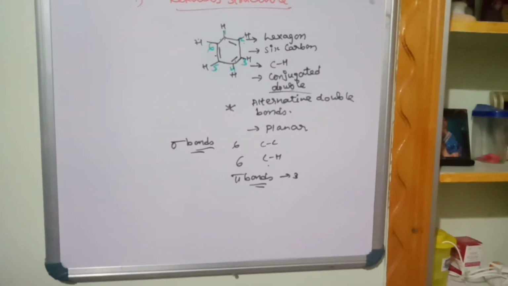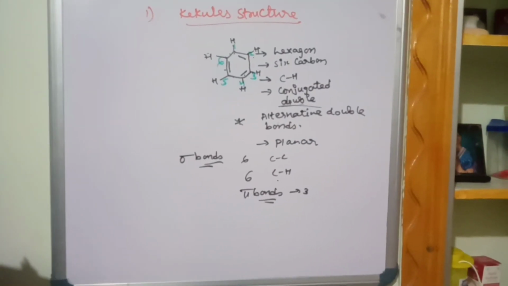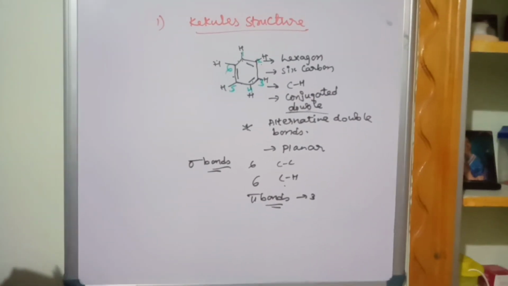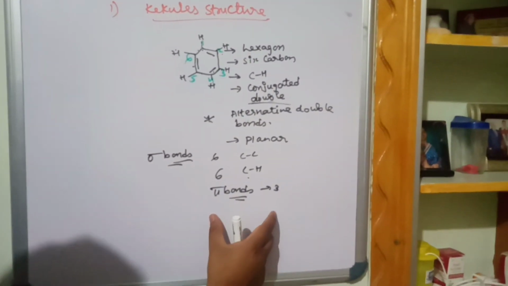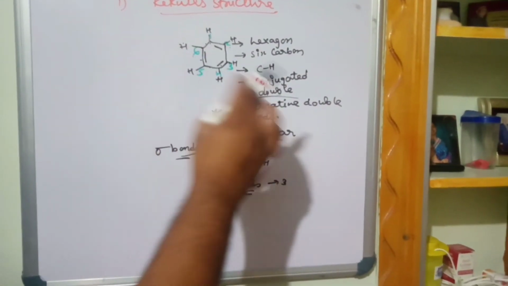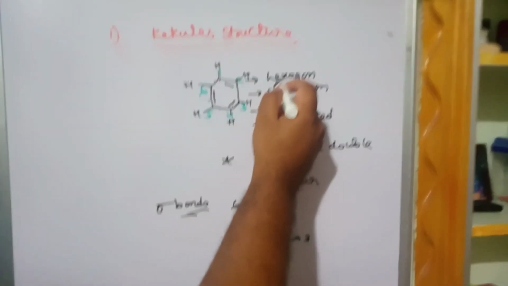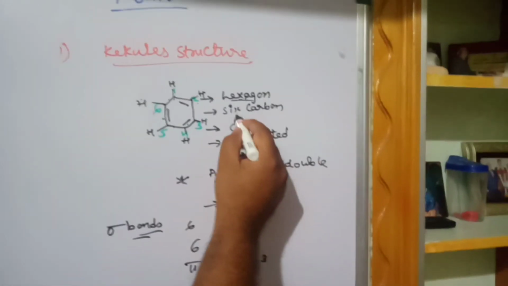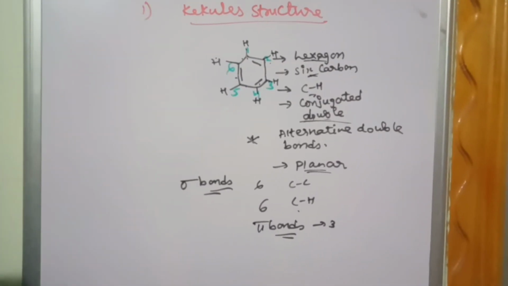When we say they are planar in structure, their structure is planar and they also have the pi bonds, planar and hexagonal in shape. You know the meaning of planar, a plane. They lie in a plane and are hexagonal in shape. They have 6 carbons, and carbon and hydrogen are bonded to each other.